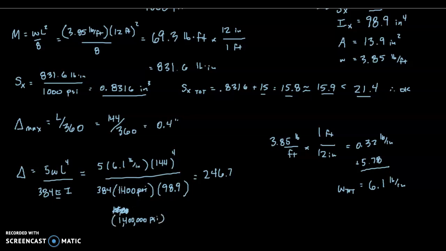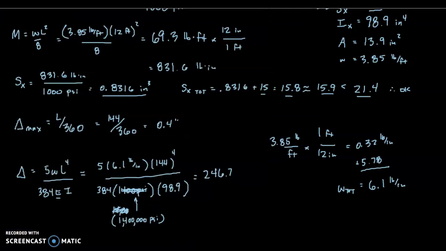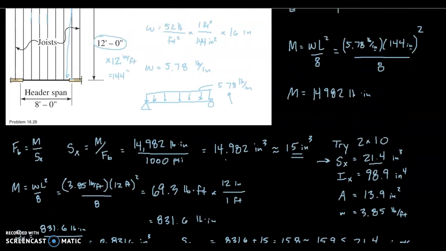So this value is not correct. It should be 1.4 million PSI. So I went back and checked in Appendix F. This 1400, I didn't look closely here. All of these allowable stresses are in PSI. I just assumed that was PSI also. I didn't look up at the top of the chart to see that's actually KSI. So you can learn from my mistake, hopefully.